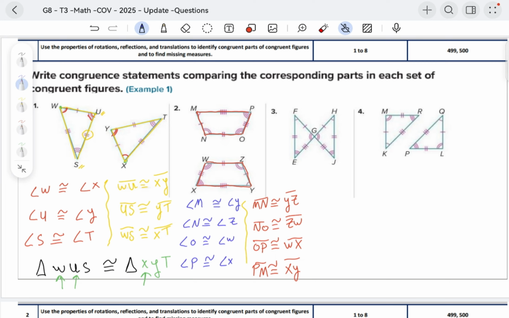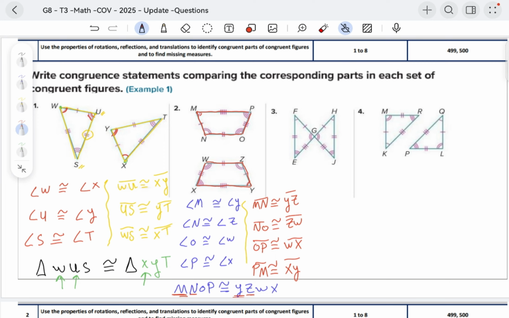So we can say that trapezoid MNOP is congruent to trapezoid YZWX. And as I said, the order is important. Since we start with M, we have to write the corresponding angle for M, which is Y. Here, as you can see, M has one curve, and Y also has one curve. They are equal and congruent. So we have to follow the order. Like here, we put N in the second angle, and here also we have to write the corresponding for N, which is Z.